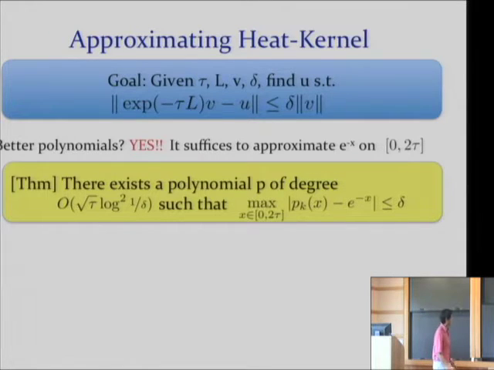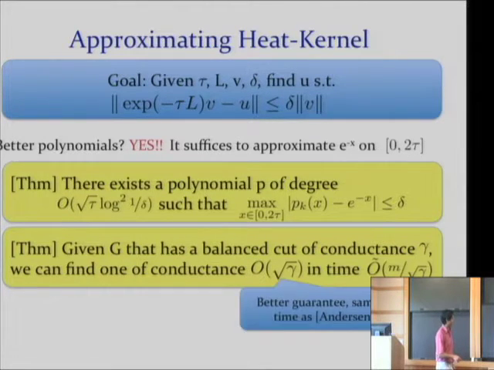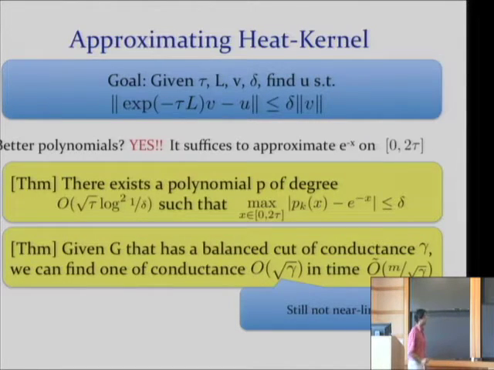So I will not stake any claims on this result, but this allows us to plug it in with our algorithm. As a warm up, it will allow us to find a cut of root gamma in m over root gamma time, and this is already better than the other spectral algorithms. For example, the comparison is Andersen and Peres. It gives you the same running time as Andersen and Peres, but it gives you a better guarantee. Good, but this is still not sufficient. We really want near linear.